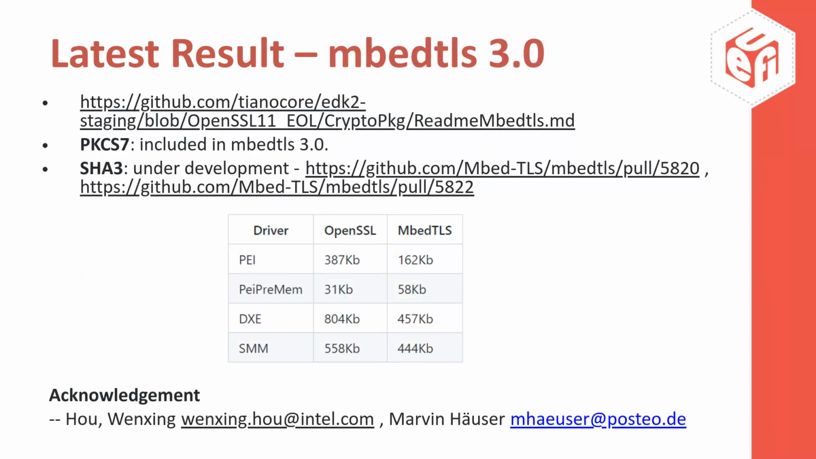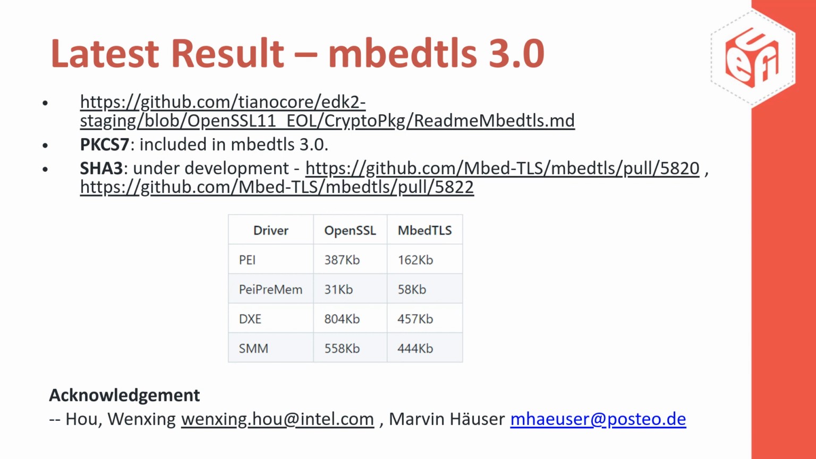On the other hand, we are working on embedded TLS 3.0. We switched from embedded TLS version 2 to version 3 because version 3 includes PKCS7, which is required by UEFI Secure Boot. SHA-3 is still under development. We care about SHA-3 because we rely on parallel hash to improve the performance of digital signature verification.